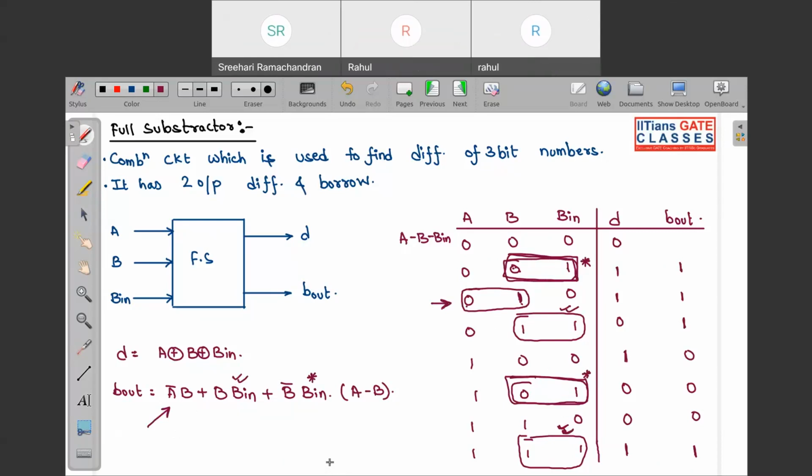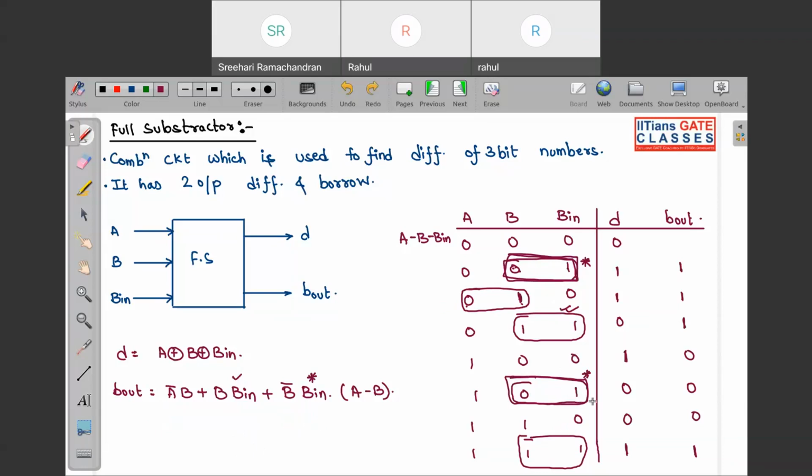Yes, tell me. Sir, you marked 101 like a B bar B in. In the case of B bar B in, B bar B in. Okay, like you're told, 0 corresponds to when B is 0, B in is 1, you will have carry. You will have carry when B is 0, B in is 1. So where is B 0 and B in is 1? So at this place, even, okay, so I have made one mistake.